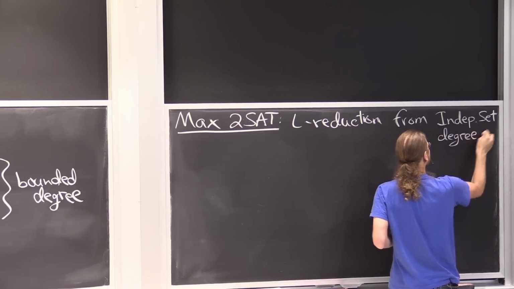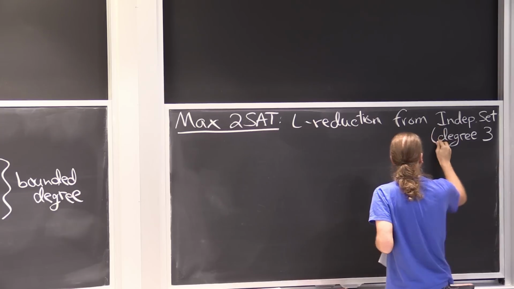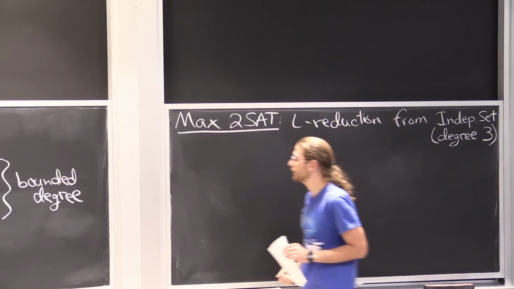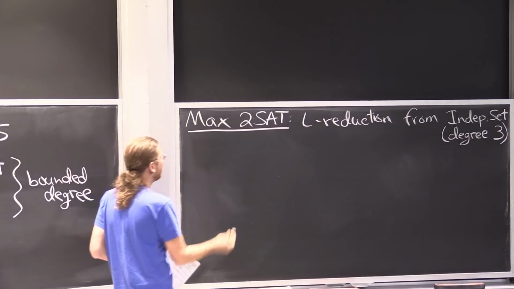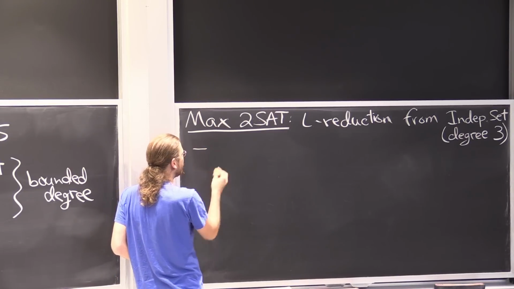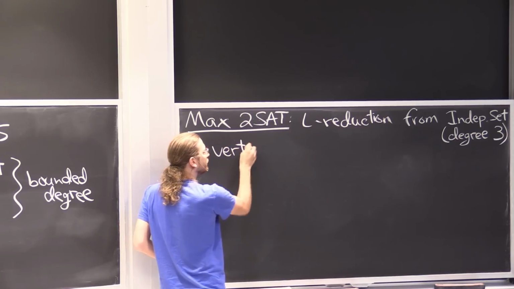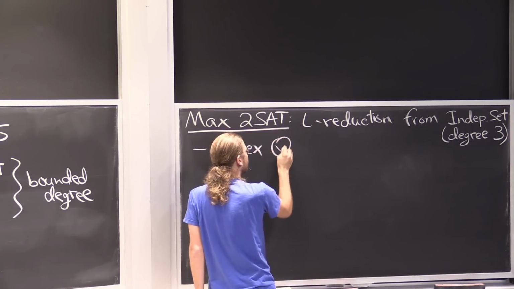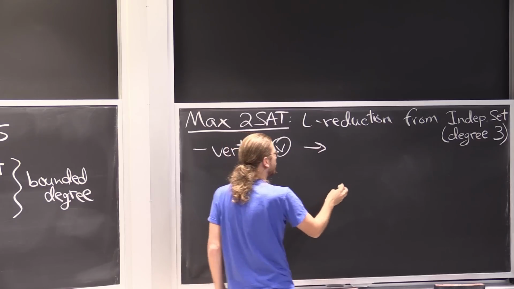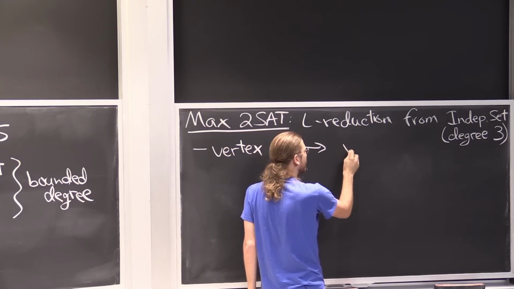Let's say degree 3. This would work with any constant degree, but we'll get a different number of occurrences. And the reduction is the following. There are 2 types of gadgets. For every vertex, so I'm given an independent set instance, we're going to convert that into a clause, namely v.